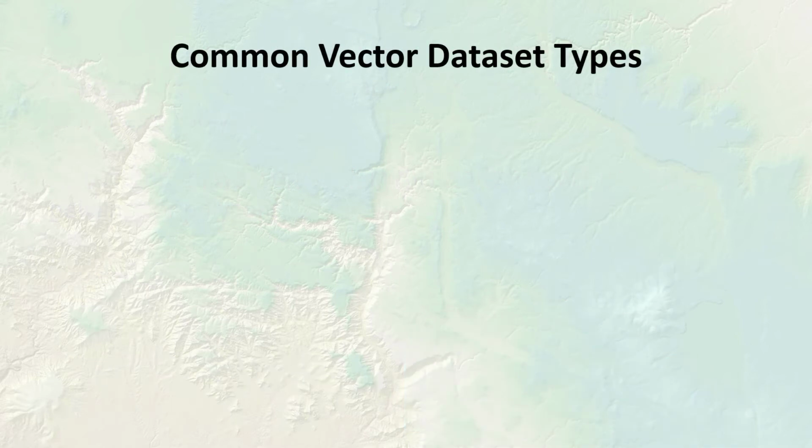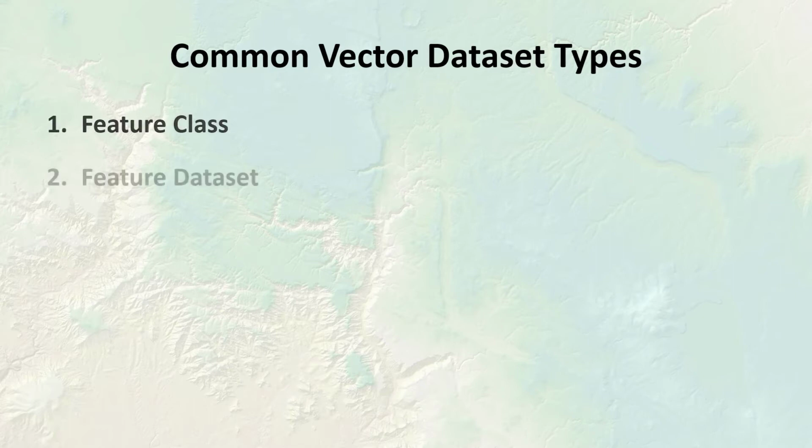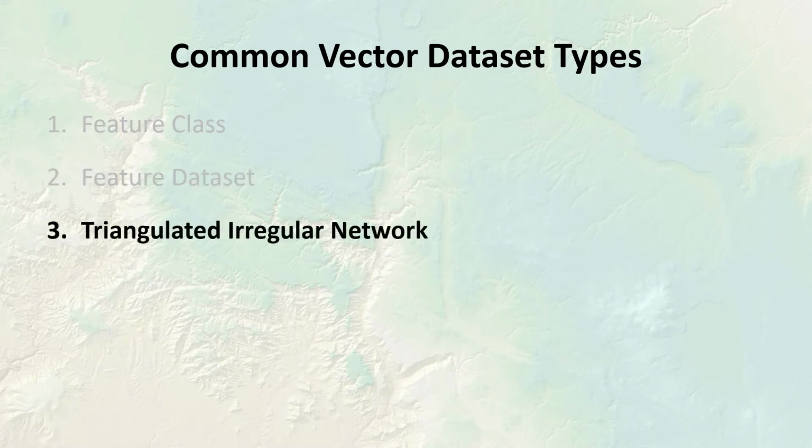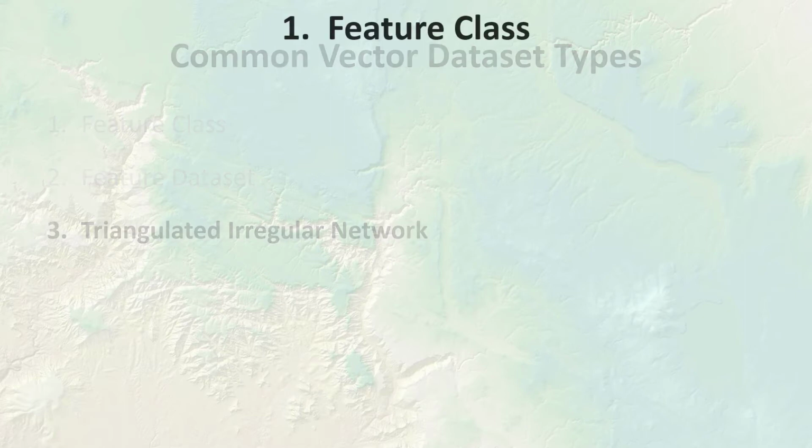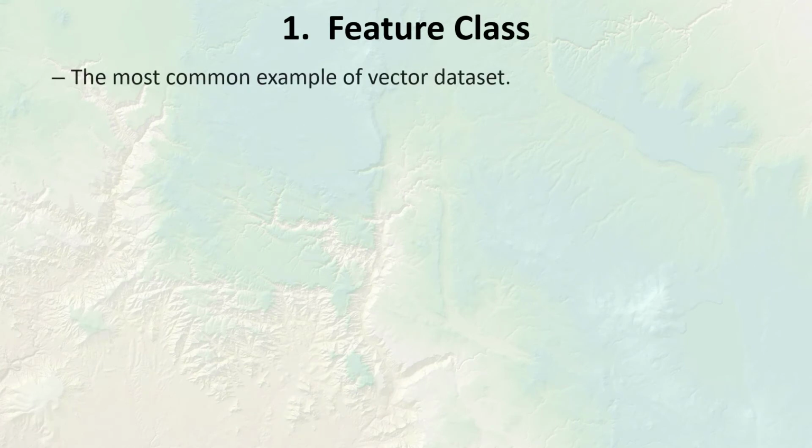Okay, so there's 3 common vector data set types that you'll often run into. And by far the most common is this thing called a feature class. The second most common is probably a feature data set, and you will see a lot of triangular irregular networks. These are usually referred to as TINs. So let's look at a feature class, by far the most common example.